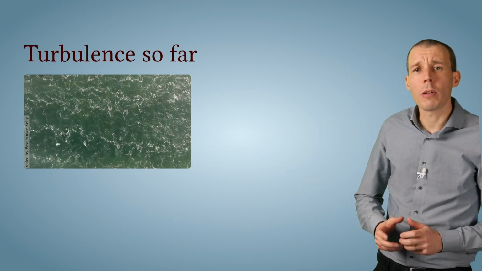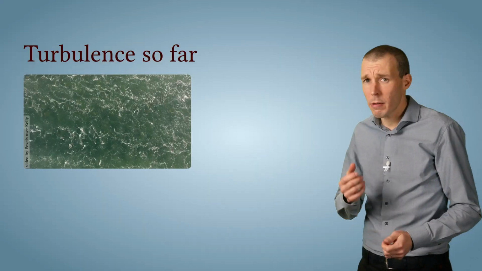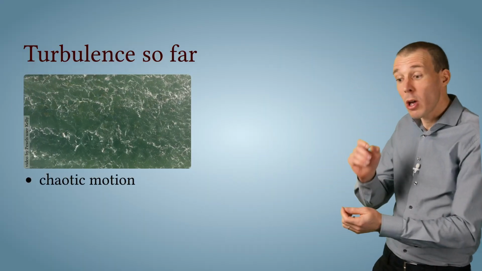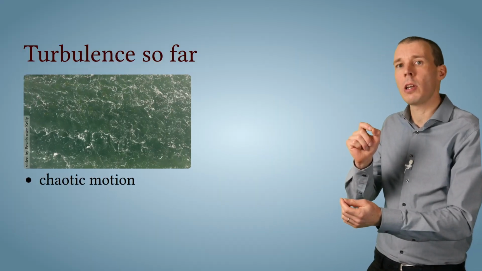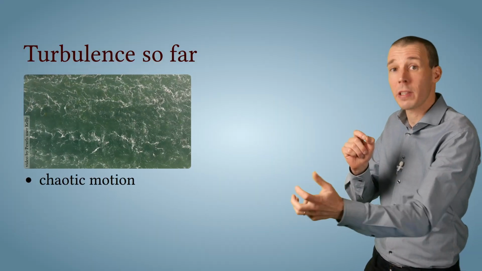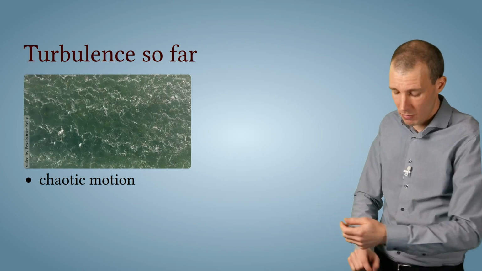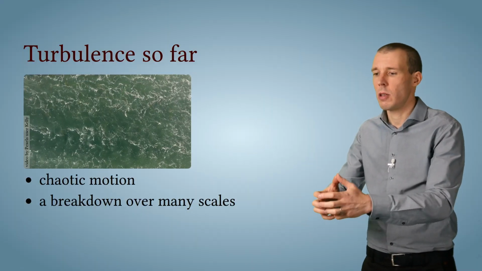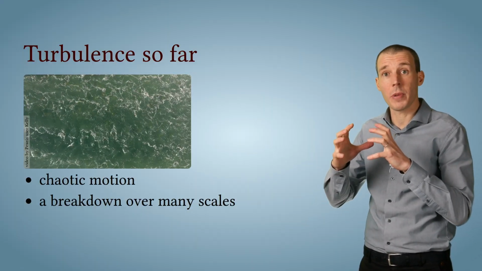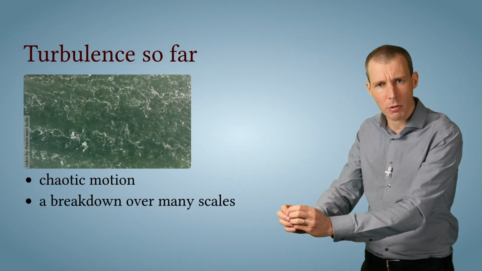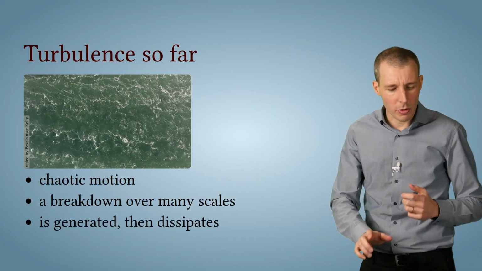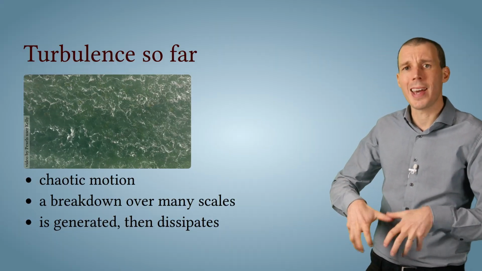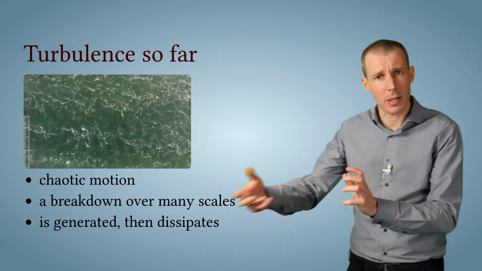In a previous video, we have learned to recognize turbulence. We have said there are three important characteristics. One is that it's chaotic motion, which means a very small change in the initial conditions results in a large change in the specific configuration later. Second important characteristic, it's a breakdown of remaining scales. It means we're looking for large structures that become medium structures that become smaller structures. And lastly, turbulence is generated. It's not a magical, spontaneous phenomena. It requires energy, and then it dissipates this energy.